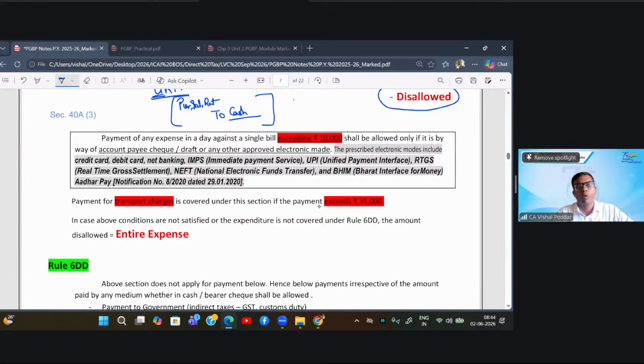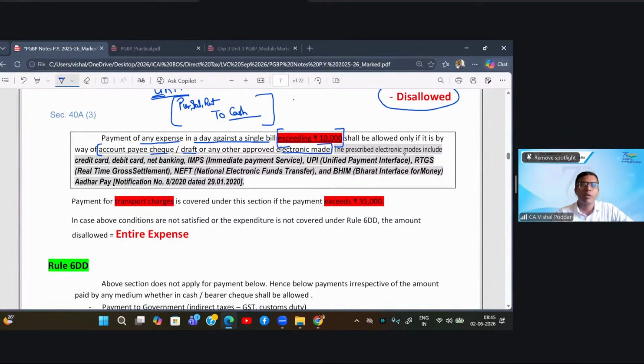This is how the journal entry will be passed for any bogus expense. Now, what does 40A(3) say? It says that if there is any expense which you have done in a day against a single bill and it is exceeding 10,000 rupees, it will be allowed only if it is done by account payee cheque, account payee draft, or any approved electronic medium.